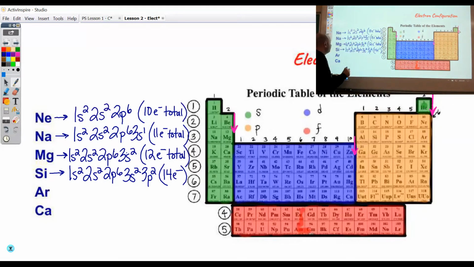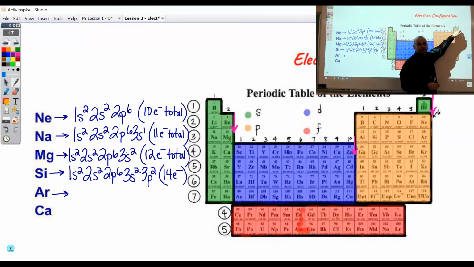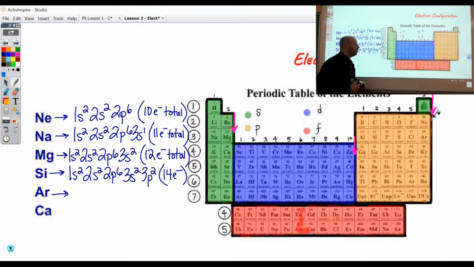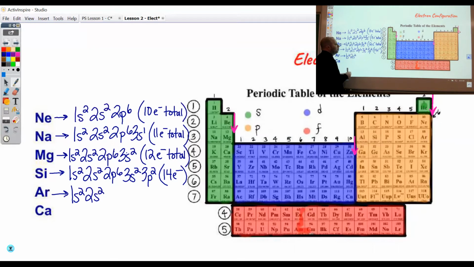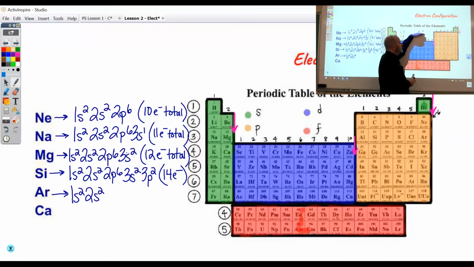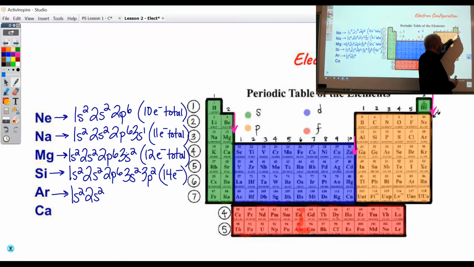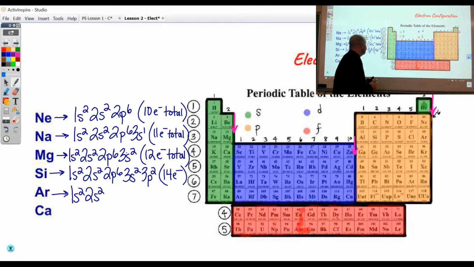So again, we're going to start at the top. We're going to go all the way across. We're going to stop at helium. We're going to write down 1s2. Next time, we're in the second energy level now. We're going to go across to our first stopping point right here, 2s2. Now we're going to go all the way across, and our last stop in the second energy level is right here at neon, so that's 2p6.